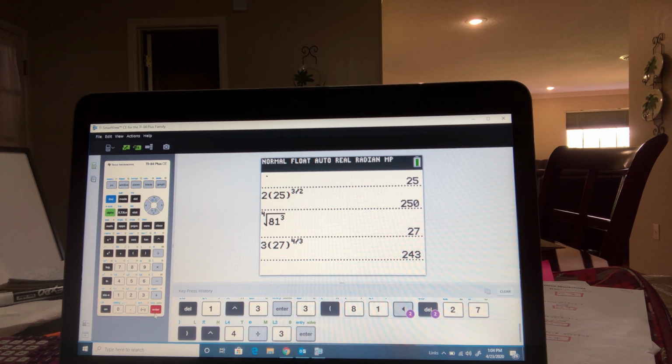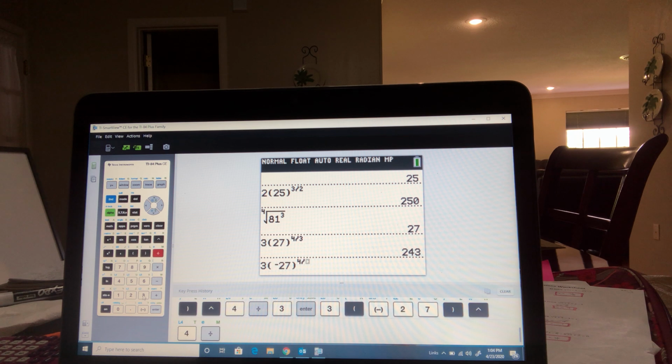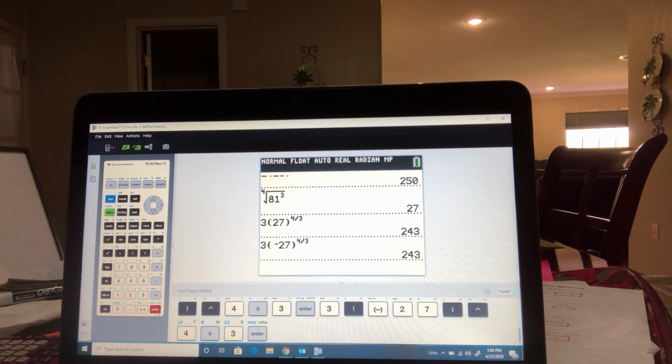Okay, but we also said that negative 27 would be a possible solution, so try that as well. Repeat the same thing, but put in negative 27 instead. So put in negative 27, also raise to the 4/3 power. And notice that that also is the exact same thing, 243. So that means both of the solutions, positive and negative 27, work.